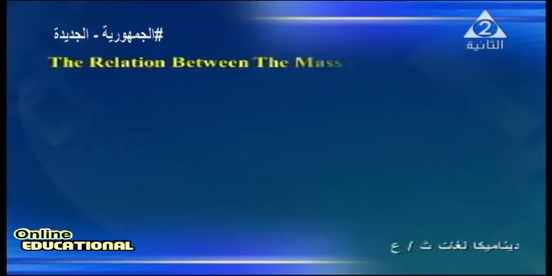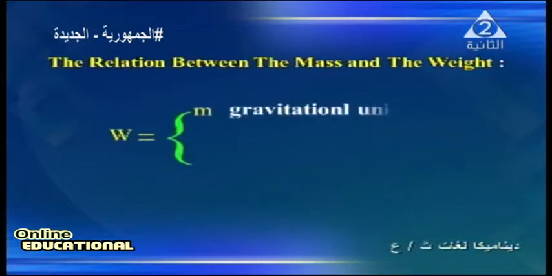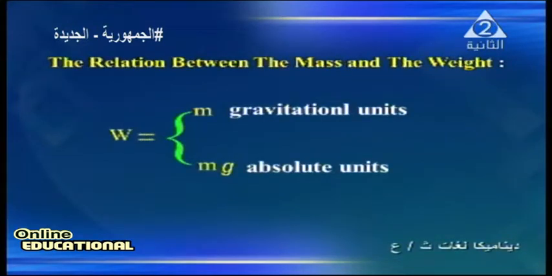Dear students, now we discuss the relation between the mass and the weight. The weight equals the mass of the body when we use gravitational units, or the weight equals mg when we use absolute units. When we use gram weight or kilogram weight, then the weight equals the mass. But if we use Newton or dyne, then the weight equals mg.